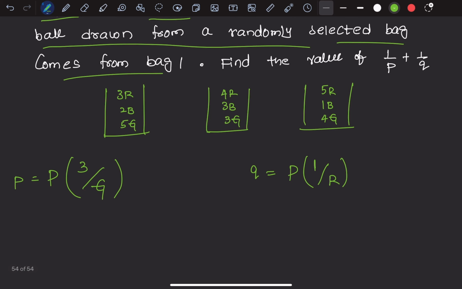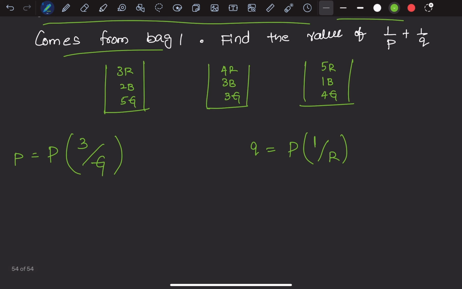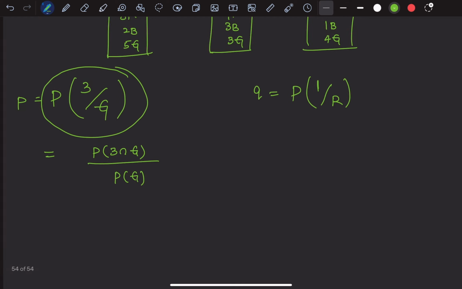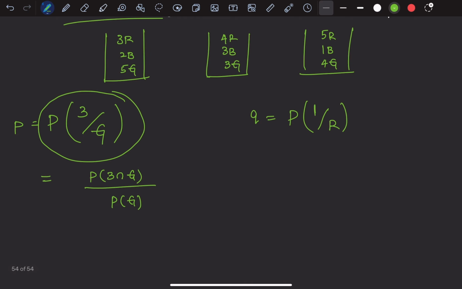So this is the probability that is asked. Alright, so if you know conditional probability, the formula for this will be P of 3 intersection G by P of G. So what is P of G? Probability of getting green ball. So this denominator P of G will be probability of getting green ball. So you can get the green ball from the first bag or second bag or third bag.